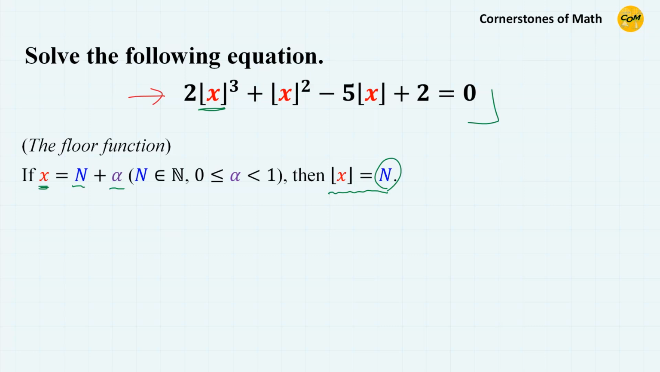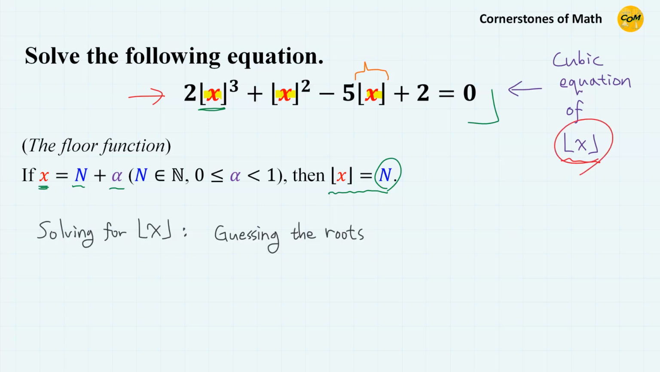Well, the first observation is x is the only expression inside every floor function. Therefore, we can consider this floor x as a new unknown variable. Consider this as a cubic equation of floor x and solve for floor x. And let us use the famous guessing the roots method to factor the left-hand side.